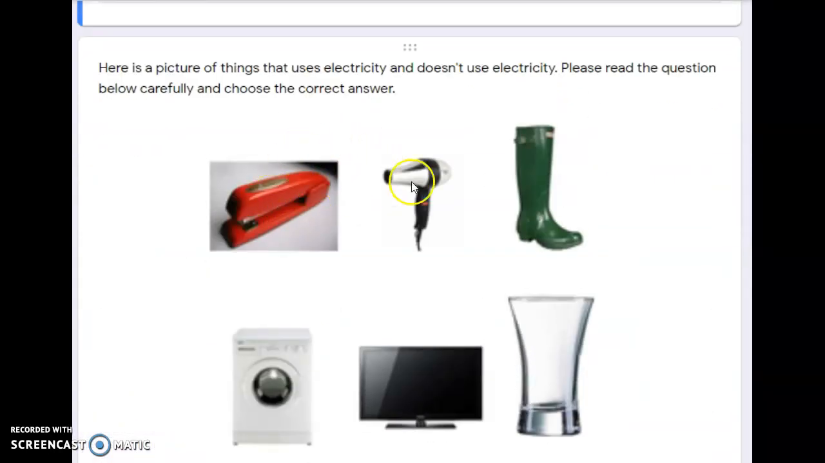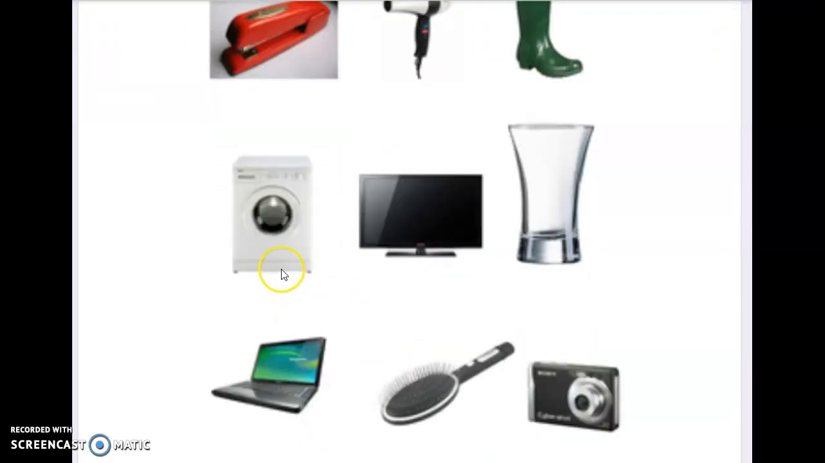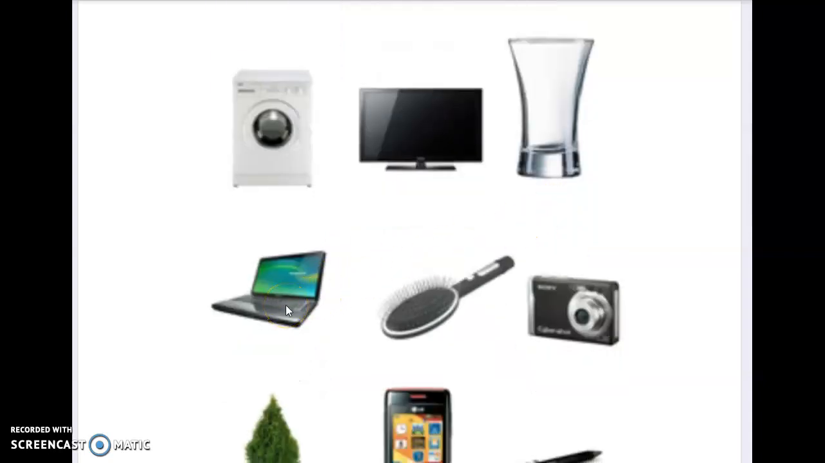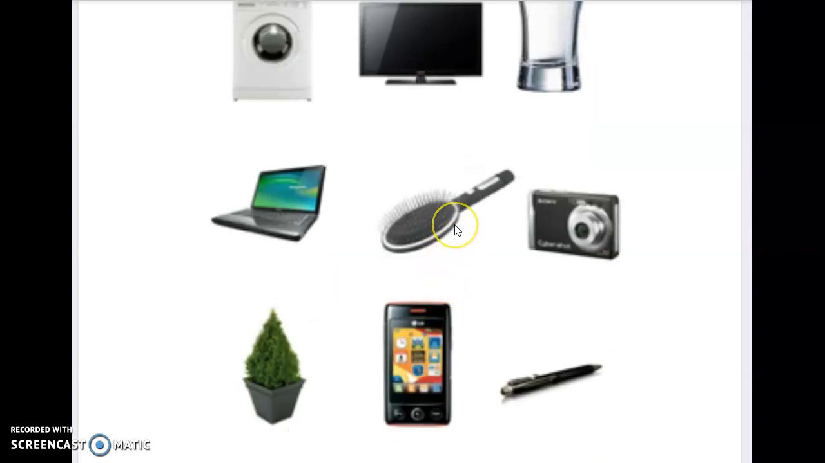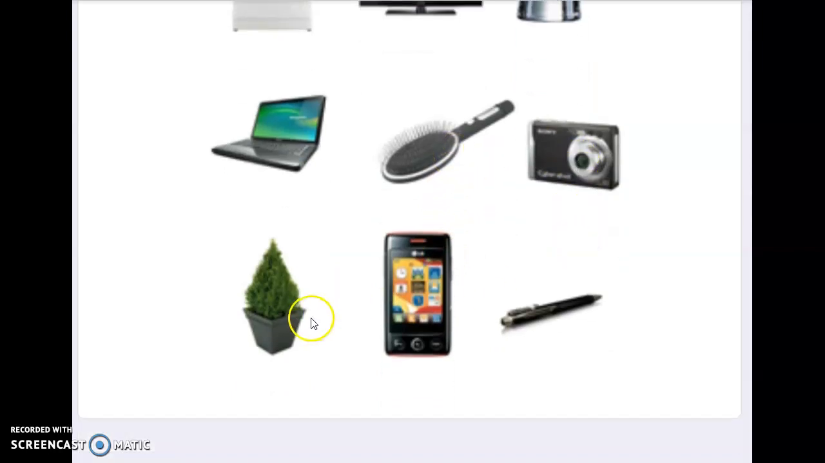So this is a stapler, hair blower, boots, a washing machine, a TV, a glass, a laptop or computer, a brush, a hairbrush, a camera, a plant, phone, and a pen.